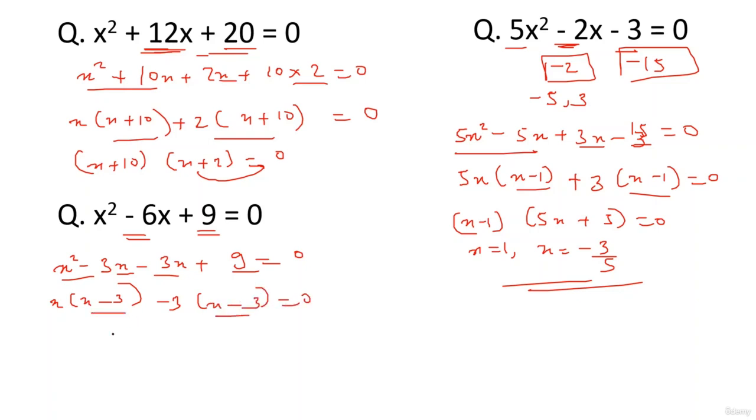Now x minus 3 can be taken outside. Wapas, what remains outside is x and minus 3. That gives you x minus 3 as 0 or x minus 3 as 0. Either ways, x is 3 and 3. Okay, we'll discuss this in detail. It's a case of repeated roots.